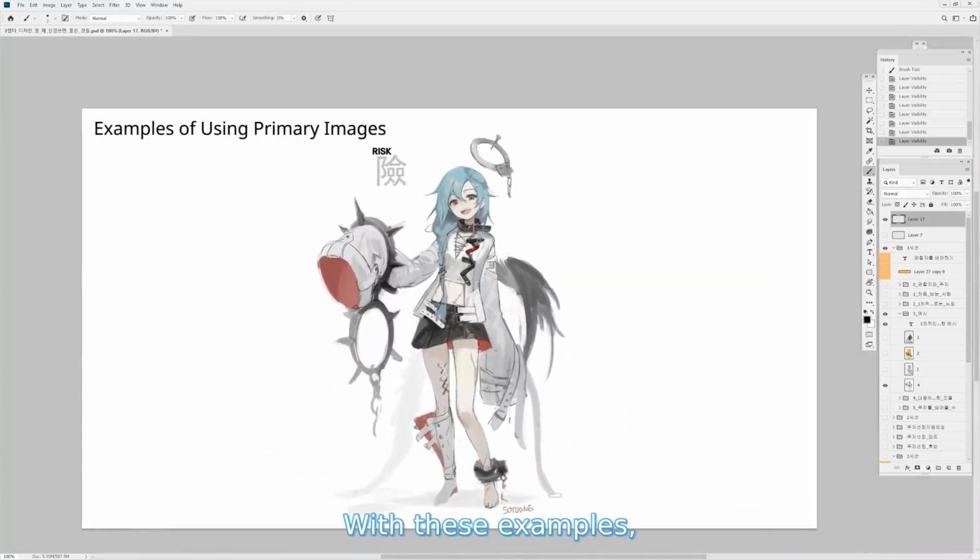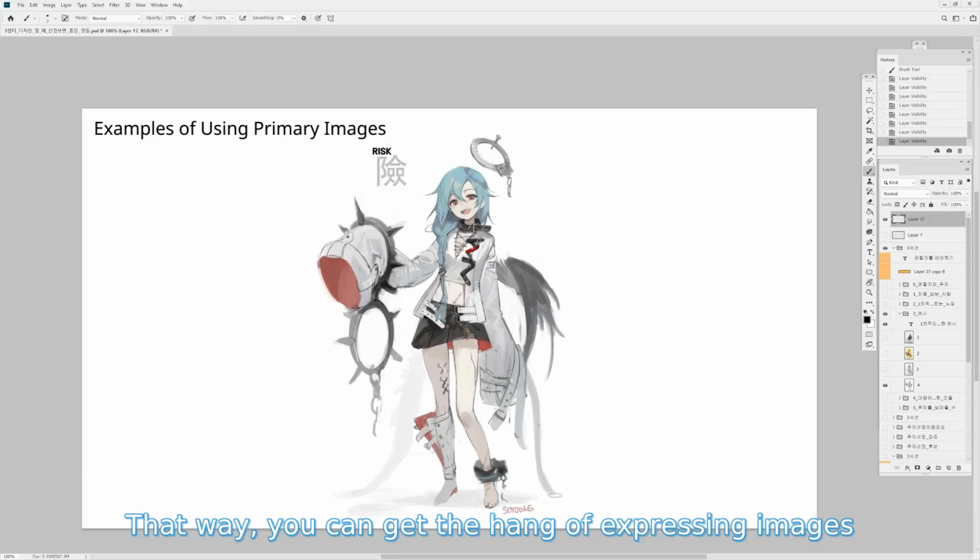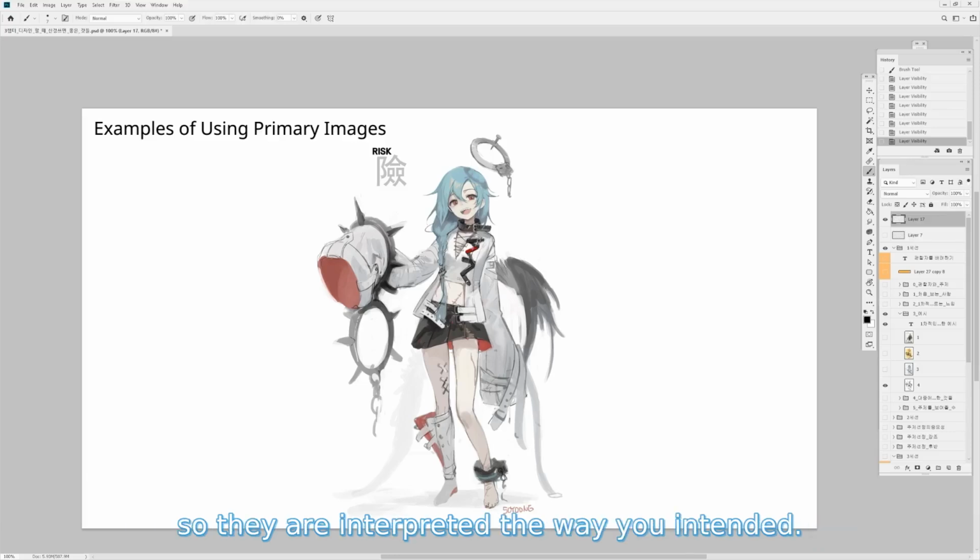With these examples, we can see how these visual elements remind us of primal images. By using visual elements to help the viewers think of primary images, we can consider the viewers, but it's pretty difficult to do. If it's hard to learn this feeling, try asking your friends if they can feel what you intended to express and ask for their opinions. That way, you can get the hang of expressing images so they are interpreted the way you intended.